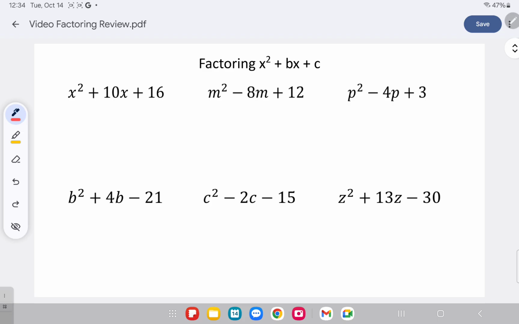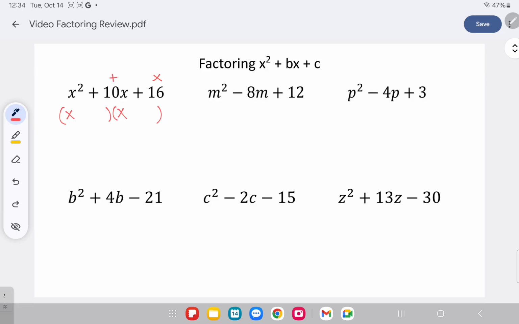So in today's lesson, most of these will be trinomials. Not all of them, we'll get to some exceptions, and we're going to factor them into two binomials. To do that, let's think of what times what is x squared. Well, that's x times x.